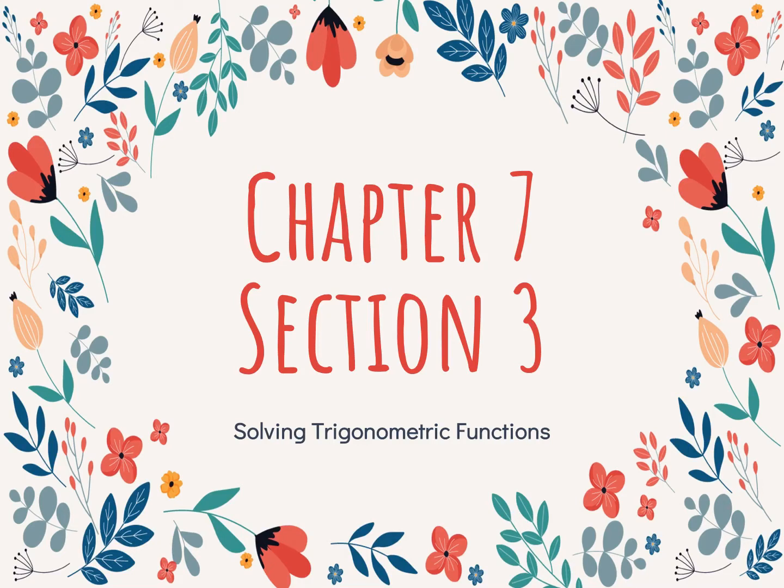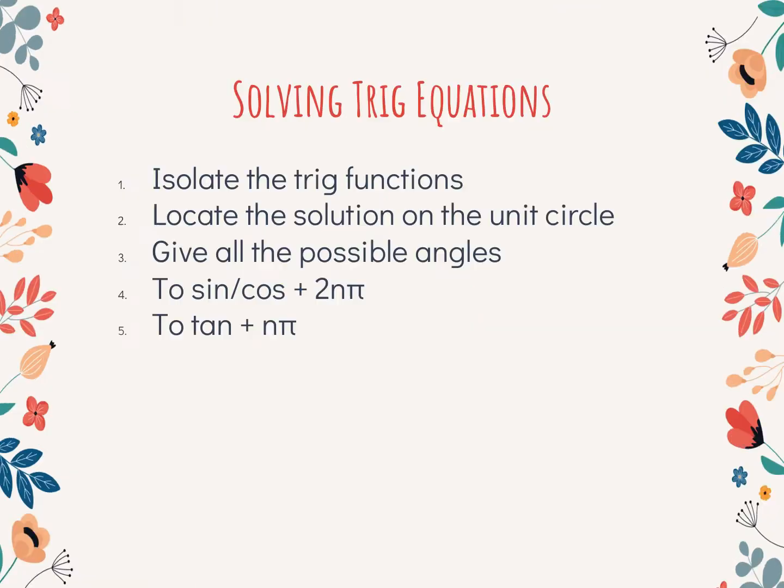All right, so 7.3 is called solving trigonometric functions. What we're doing here, the goal here, is to isolate the trig function, whichever function that is. It could be sine, it could be tangent, it could be cosine, it could be any of the reciprocal functions, whichever trig function you want to isolate. And then you want to find on your unit circle where that value exists, and then the answer is going to be the angle that matches that value.